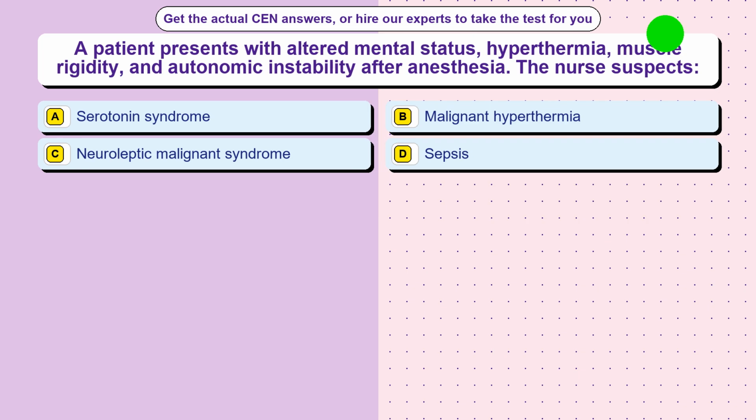Question 4. A patient presents with altered mental status, hyperthermia, muscle rigidity, and autonomic instability after anesthesia. The nurse suspects Option A, serotonin syndrome. Option B, malignant hyperthermia. Option C, neuroleptic malignant syndrome. Option D, sepsis.